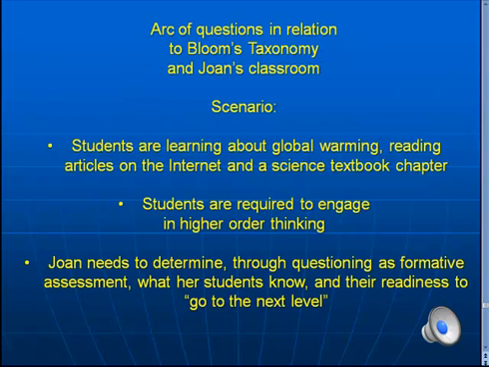I'd like to illustrate the idea of an arc of questions in relation to a teacher, Joan, and her classroom and students, and also in relation to Bloom's taxonomy. We're going to be seeing a series of formative questions that take students from literal and low-level inferential understanding to higher order thinking. Here's the scenario. Students are learning about global warming. They're reading articles on the internet, and they're reading a science textbook chapter. Students are required in this unit to engage in higher order thinking, and Joan, their teacher, needs to determine through questioning used as formative assessment what her students currently know and their readiness to go on to the next level.